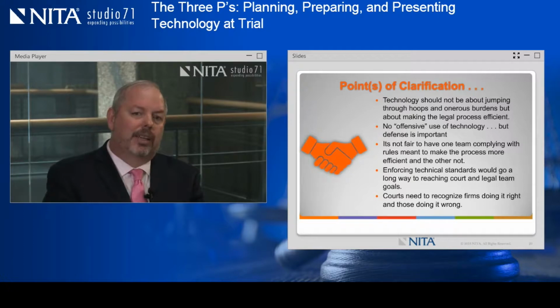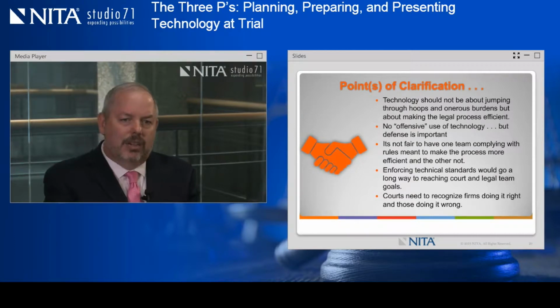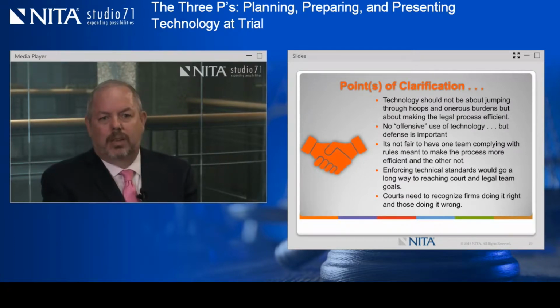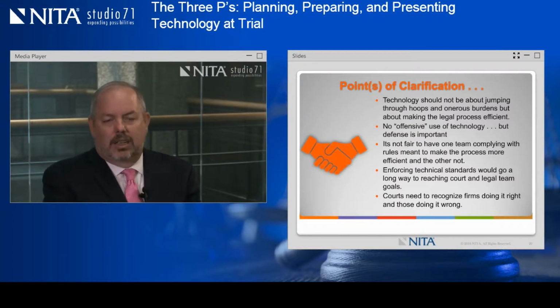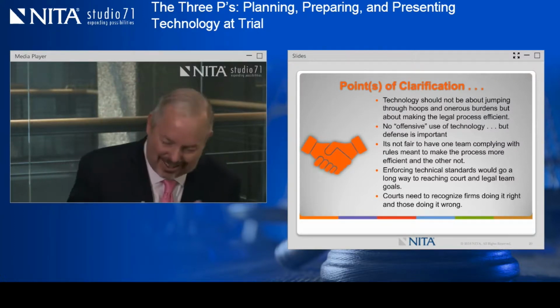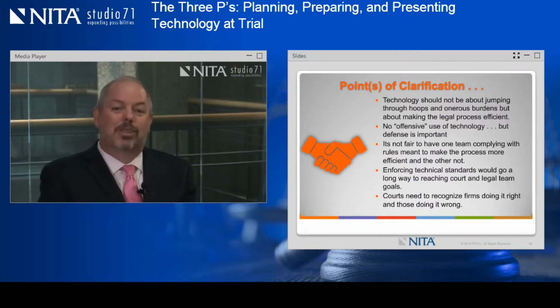Now, before we get to the next section on planning, I wanted to clarify a few things. First, technology should not be about jumping through hoops and onerous burdens, but about making the legal process efficient. There is nothing more efficient than working in a trial with opposing teams that are both doing their part. Things move smoothly. It's almost a pleasant process, except for the legal part that you're clashing about. And that's what technology at trial should be, almost invisible.